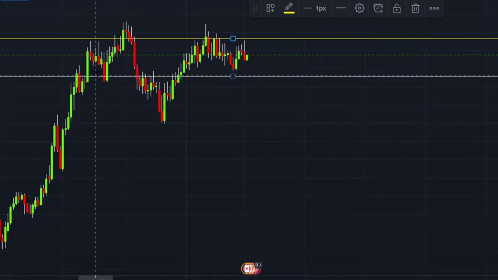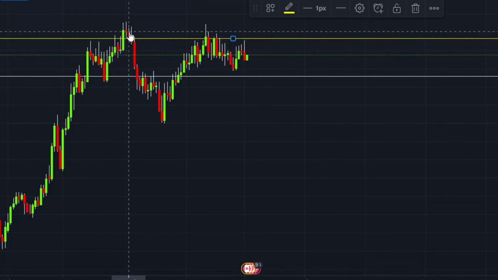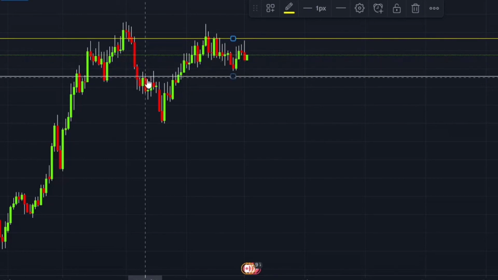So as you can see, the market was bullish, it hit a certain point. As you can see, you would have gone negative for a little bit, but then the market started to show some bearish momentum and you would have been put into profit.